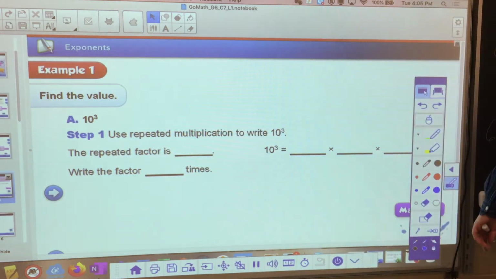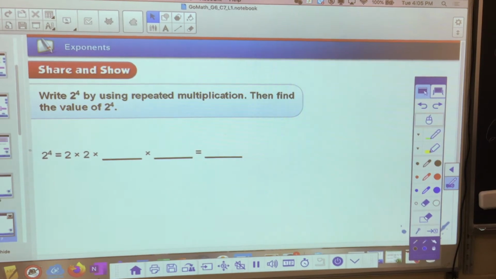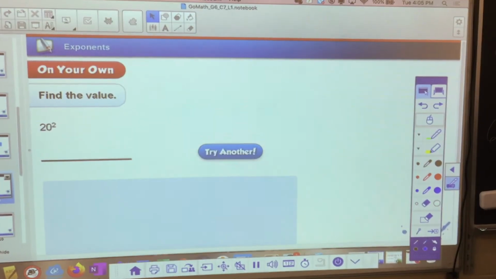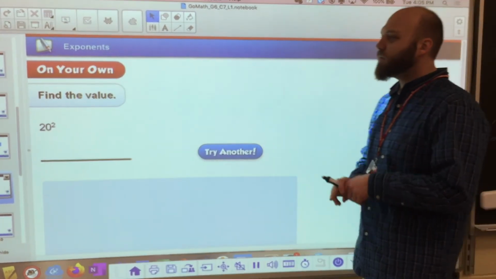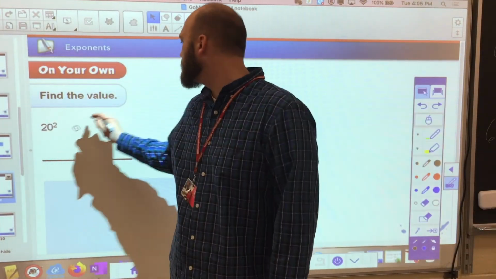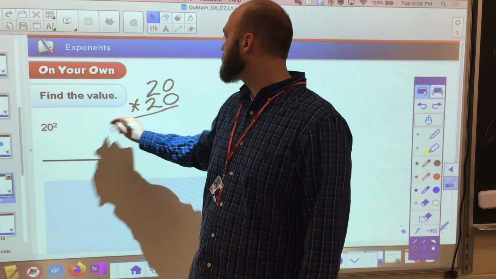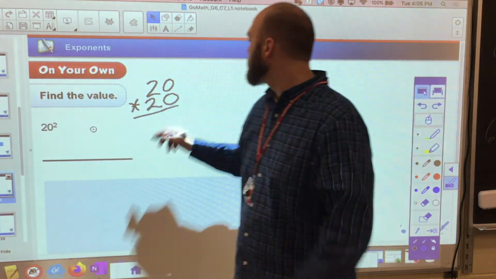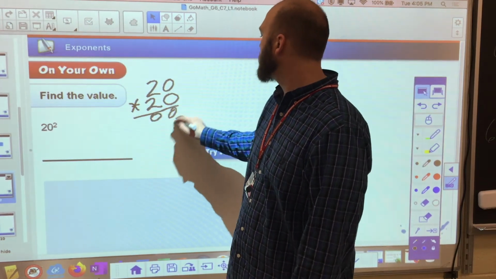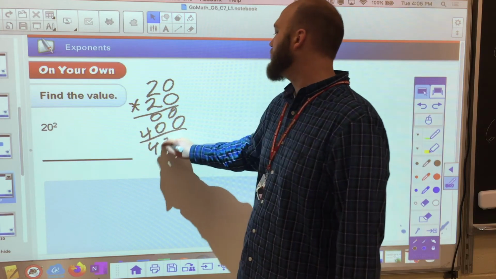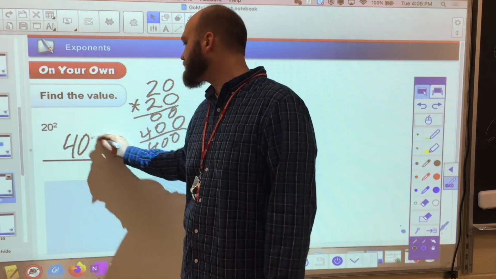One more for good measure, and I'll just jump ahead here. Let's try 20 to the second power. So 20 to the second power is 20 times 20, because it's 2 times. So what I end up with is 0, 0, 0, 2 times 0 is 0, 2 times 2 is 4, and of course the answer is 400.